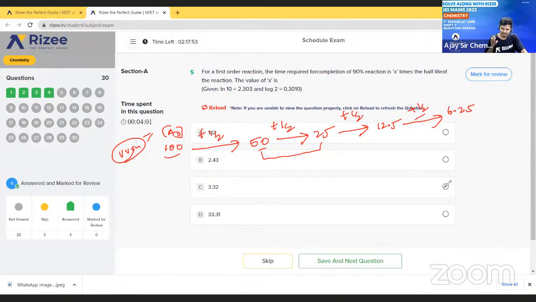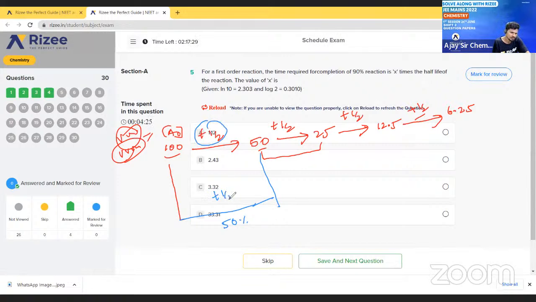See here, I'm telling a trick. This trick is very important. Try to note this trick. Let us write for completion of 50% reaction. If I want to complete 50% of the reaction, what is the time required? Very simple. Already I said T half only. T half means half-life. So half-life is called 50%.